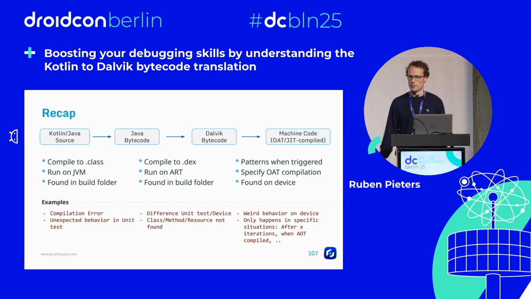And then for machine code, it's really going to be patterns that only happen while your app is running, and probably only in some situations or not in other situations. So maybe only after certain code has been running for a long time. So maybe it is JIT related, or only when ahead-of-time compiled. So these are examples of when looking into these translations could be relevant.